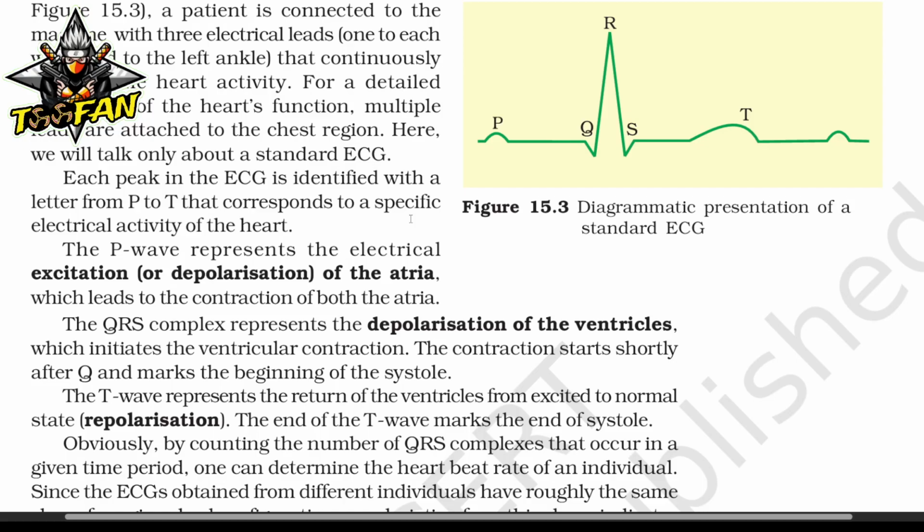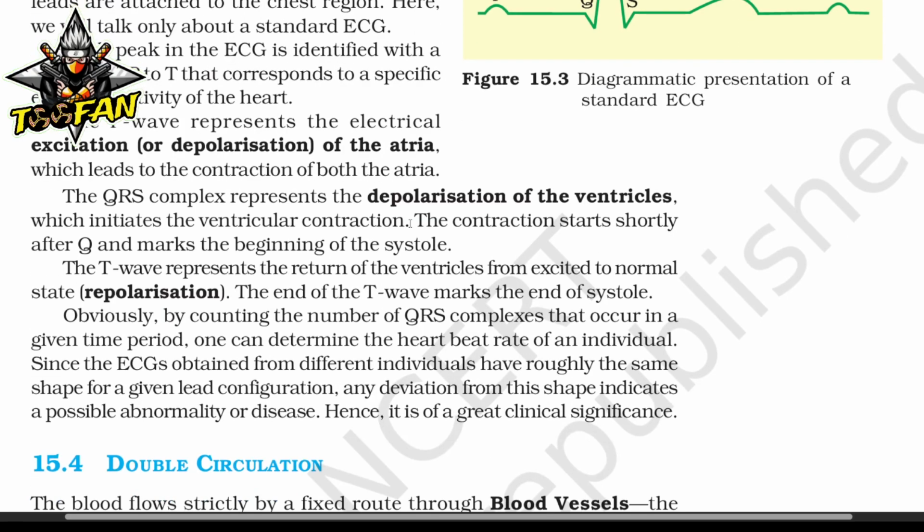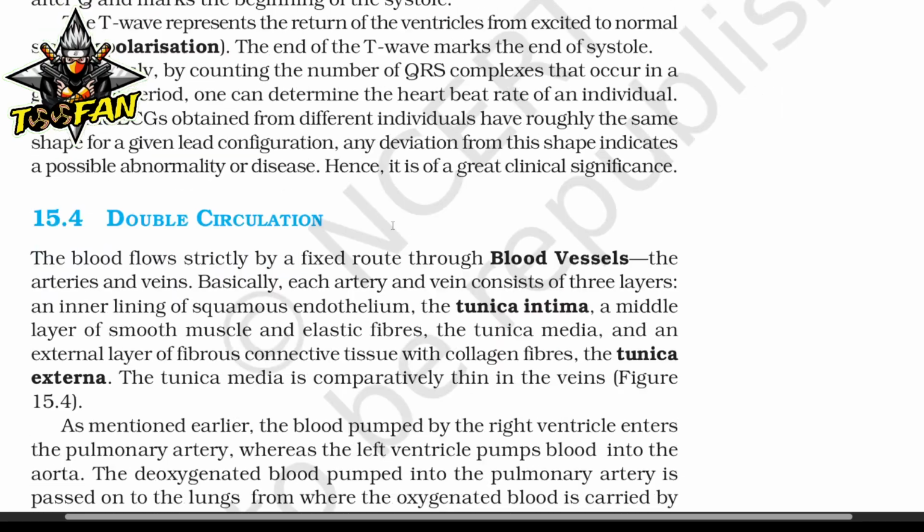By counting the number of QRS complexes that occur in a given time period, one can determine the heartbeat rate of an individual. Since the ECG obtained from different individuals has roughly the same shape for a given lead configuration, any deviation from this shape indicates a possible abnormality or disease. Hence, it is of great clinical significance.